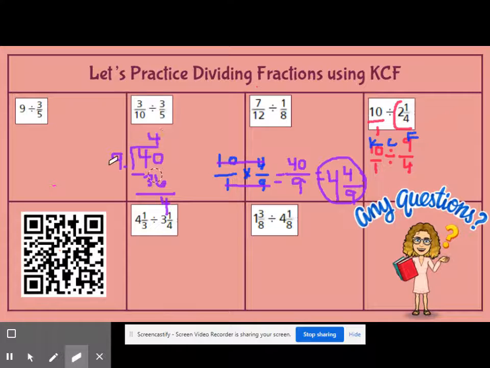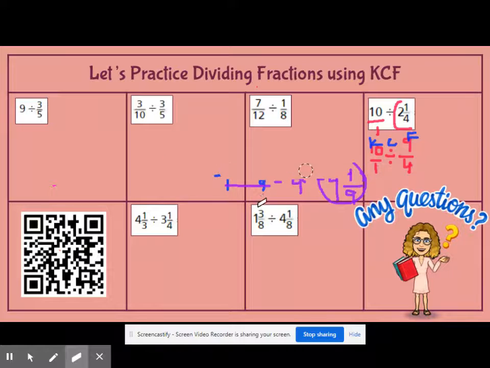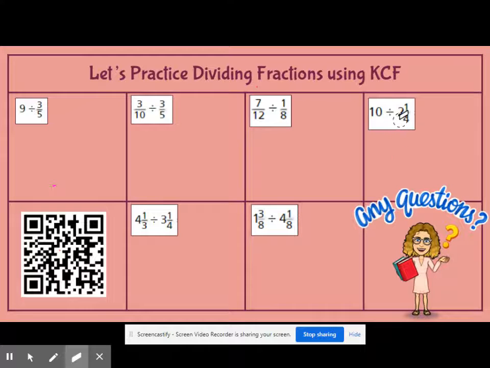Okay, we have 2 more to do. I want you to go ahead and pause and work out both of them, and then we'll come back and work out both of them. So pause and work out the two bottom ones, and then we'll come back and work out the two bottom ones. All right, ready? Here we go.